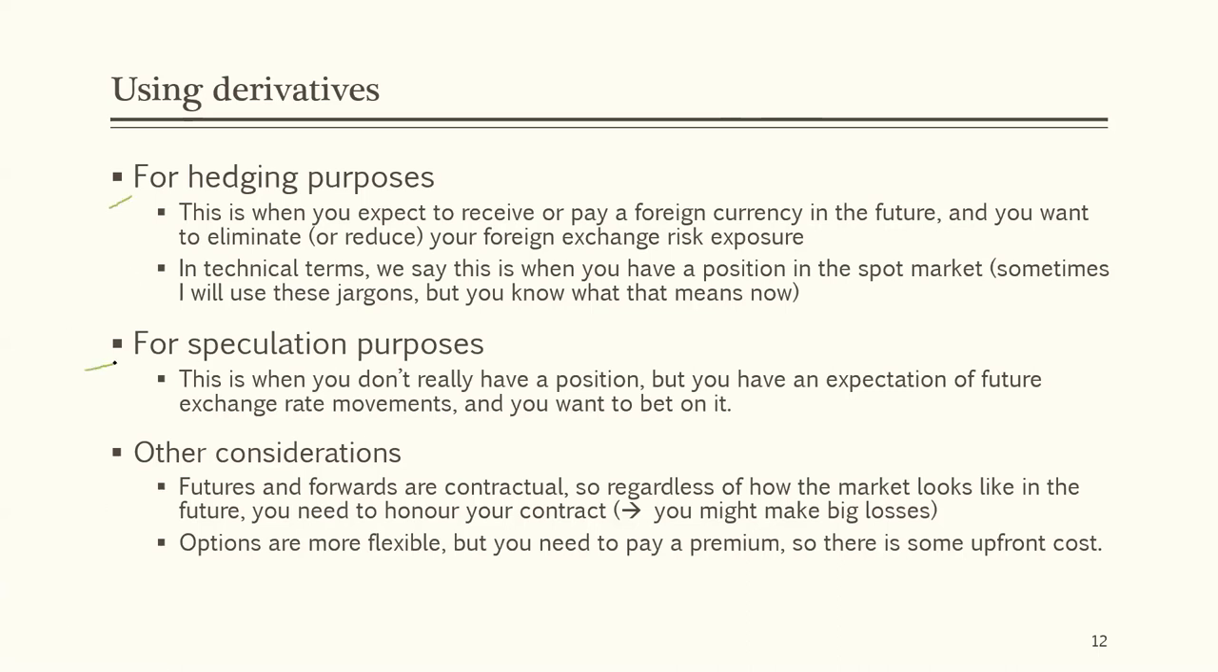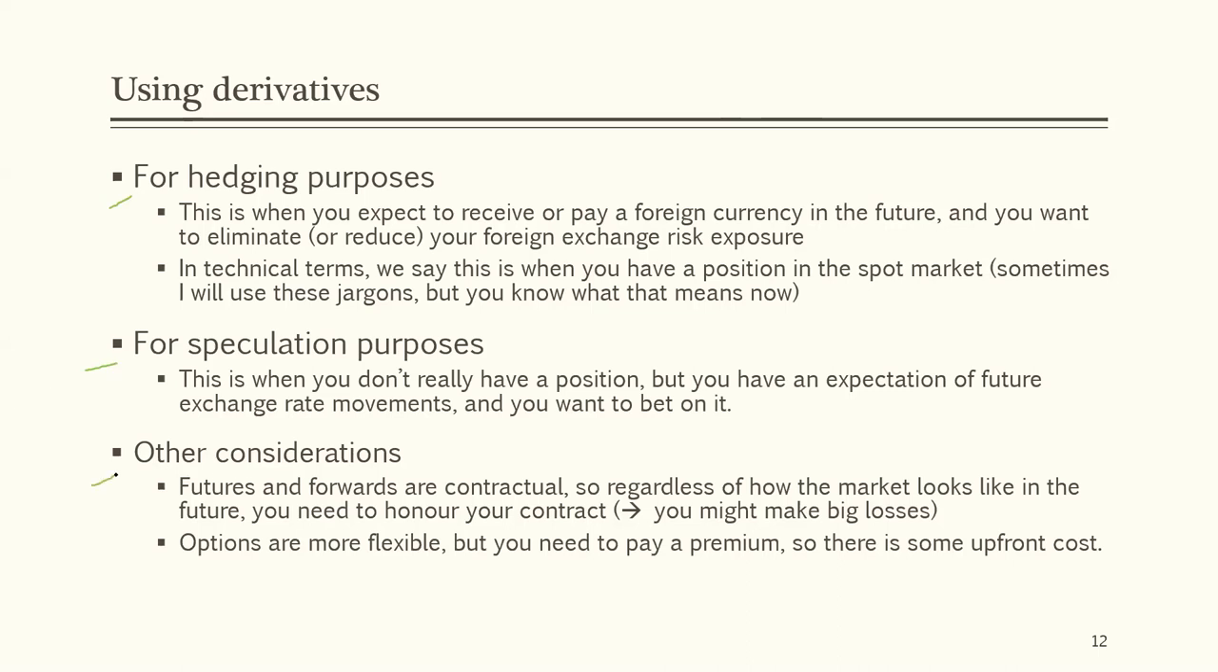For some traders, they can use derivatives to also speculate, okay? So the key difference between a hedger and a speculator is that the hedger has a position that they need to protect, and the speculator does not have any position, right? They just want to enter into the market to bet on their expectation about the future, okay?